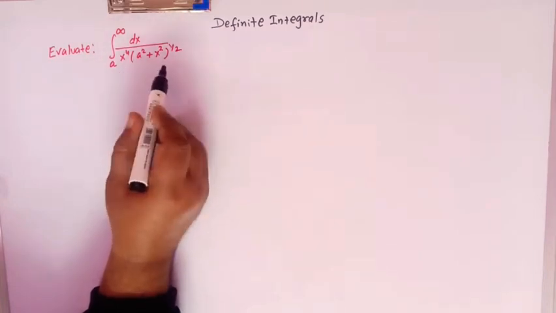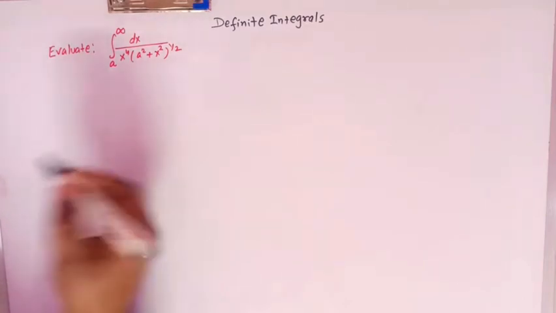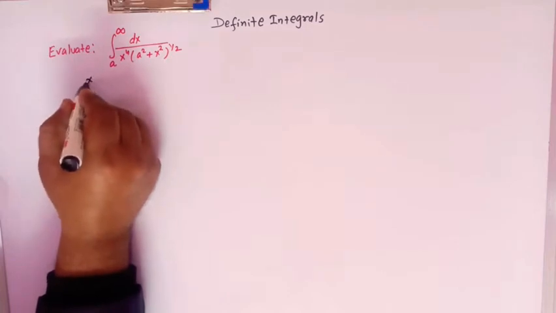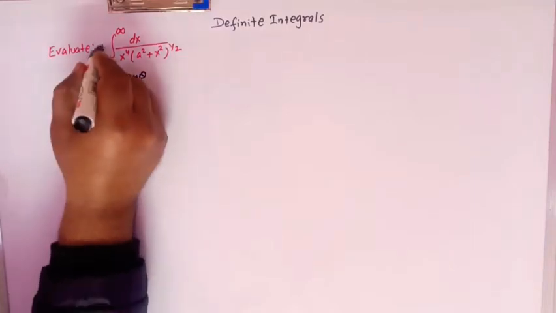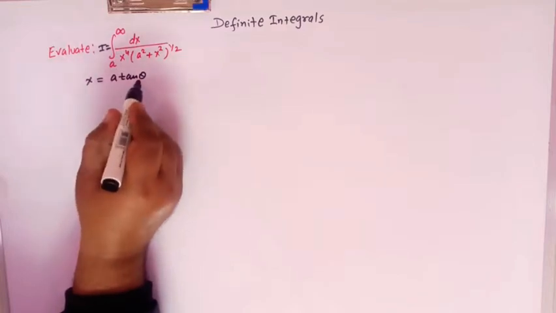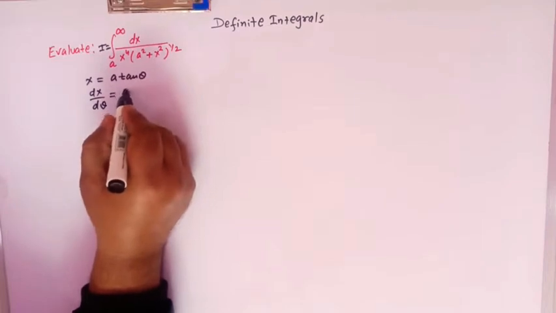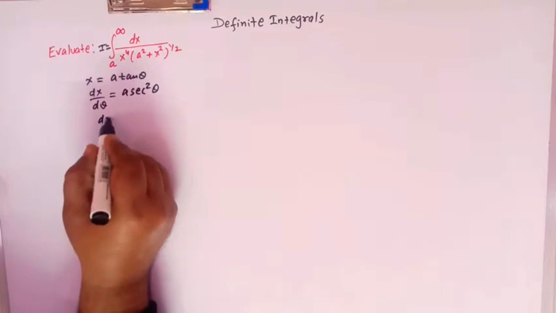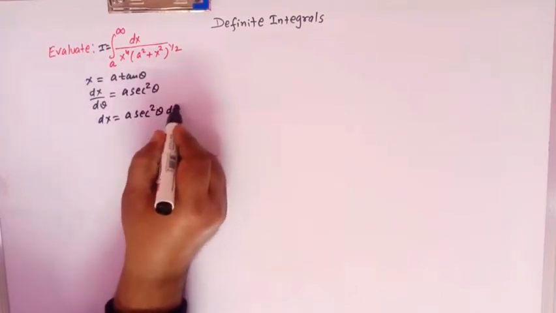So let us start, and in the first step we have to substitute x is equal to a tan theta. So let us call this integral I, and the first substitution is x is equal to a tan theta. Therefore dx over d theta is equal to a sec square theta, and dx is equal to a sec square theta d theta.